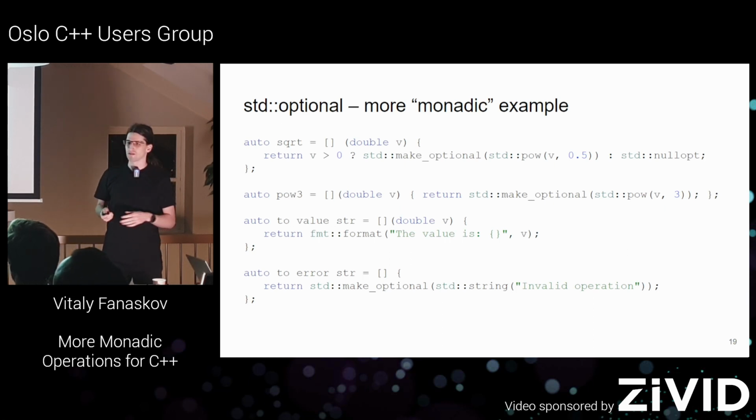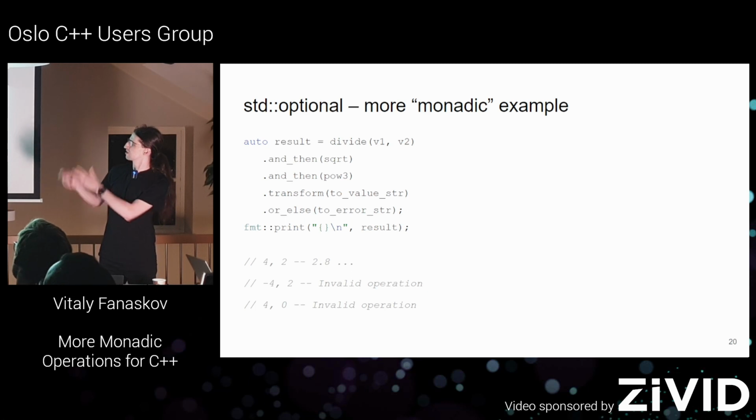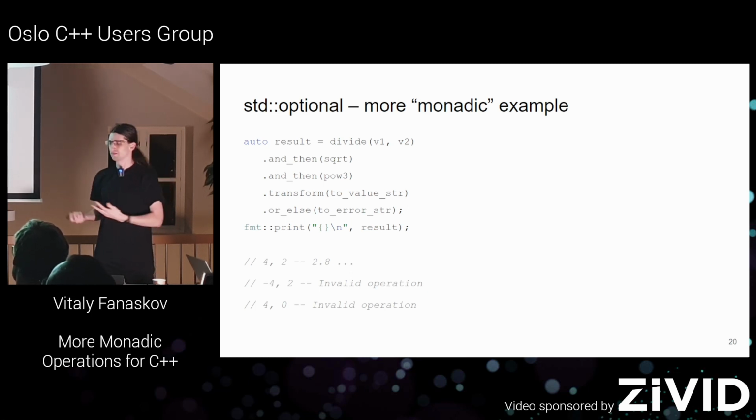Now we want to compose it all together. I guess we don't need to even read it because the names are quite descriptive. So what we have here, we have some result. We can divide two values. Then we can extract square root. Then we can do power of 3. Then we can transform. And if some operation fails, we can convert whatever to the error, return an error. And then we can print a result.